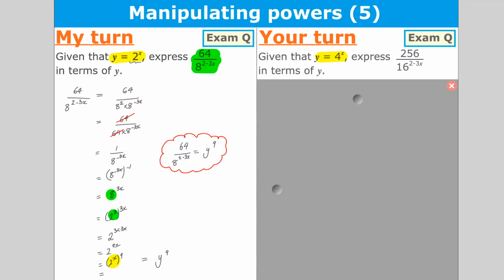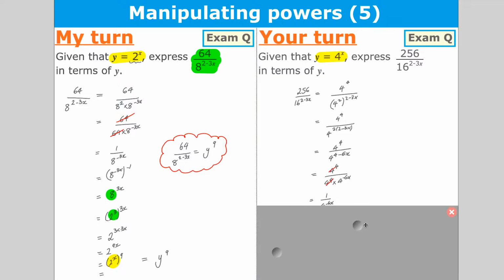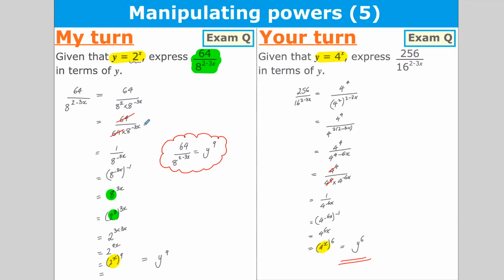Okay, a lot of you guys got an answer: Y to the power of 6 or Y6. I actually did it a slightly different way than I showed you here, but you should get the same answer. It was Y to the power of 6. If you followed my method here, you would have also got Y to the power of 6.